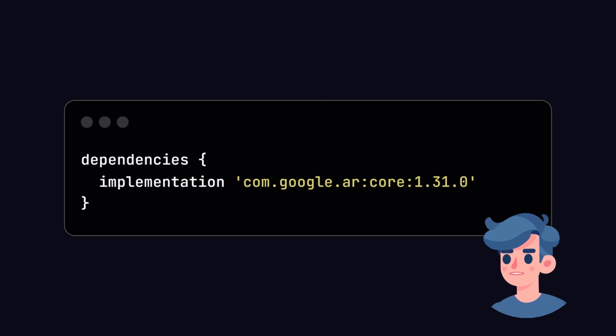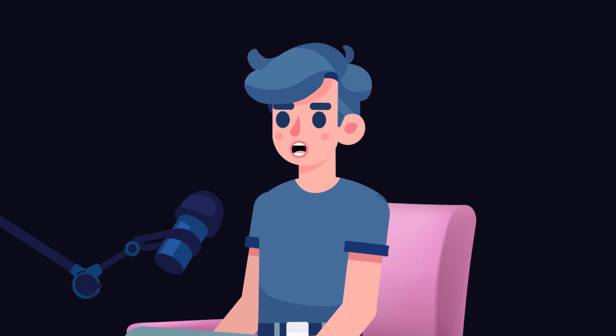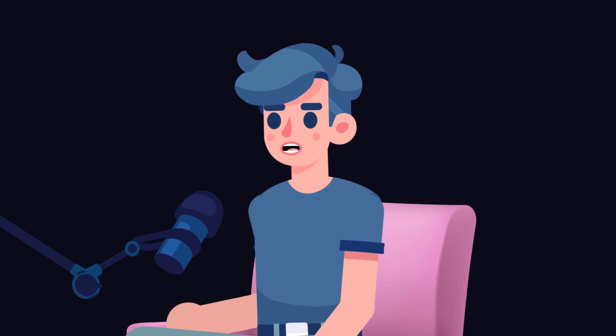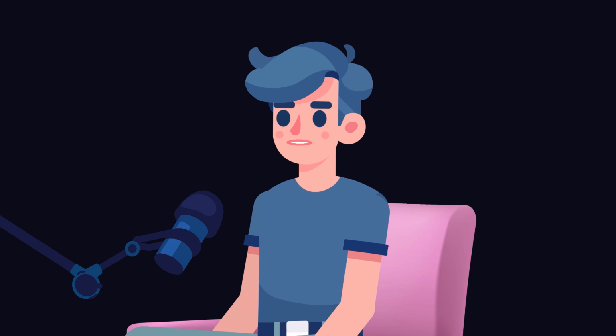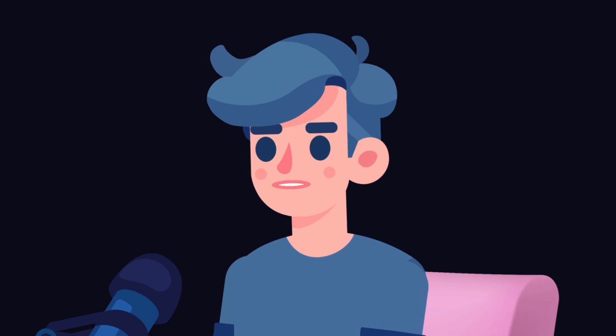Once your project is created, you'll need to add the ARCore dependency. Open the build.gradle file in the app module and add the following implementation inside the dependencies block. After updating the build.gradle file, click Sync Now to ensure the dependencies are properly imported. We can now start setting up the AR features.